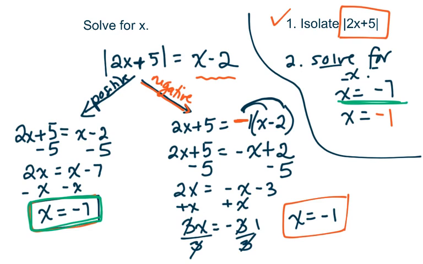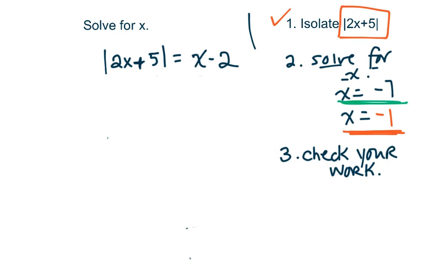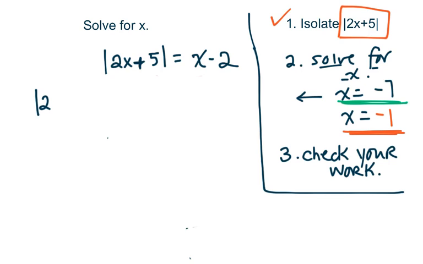The problem with this kind of solution is, well, you actually have to check your work. So there's a third part of this problem. The third part of this problem is to check your work. So what that means is we take the value, say for negative 7, and we plug it back in. Instead of writing a 2x, we will write a 2 times negative 7 plus 5 is equal to negative 7 minus 2. So let's do the math.